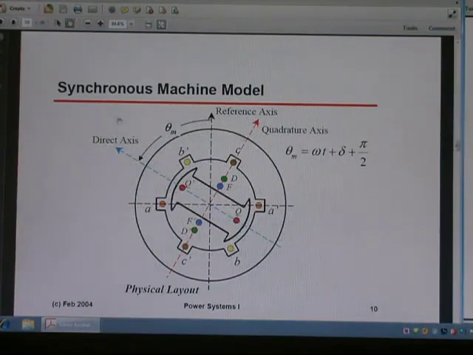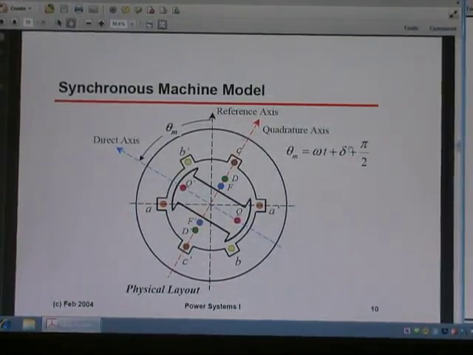And therefore, in the synchronous machine model, there is a reference axis here, and this is the quadrature axis, and this is our direct axis. So in this case, the quadrature axis omega m can be calculated by that equation. This is the angular rotation omega, and theta is the angle, so this is pi by 2 and can be calculated.